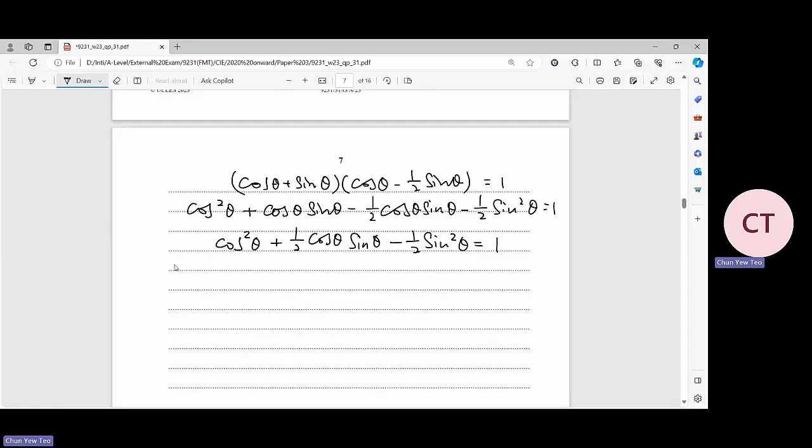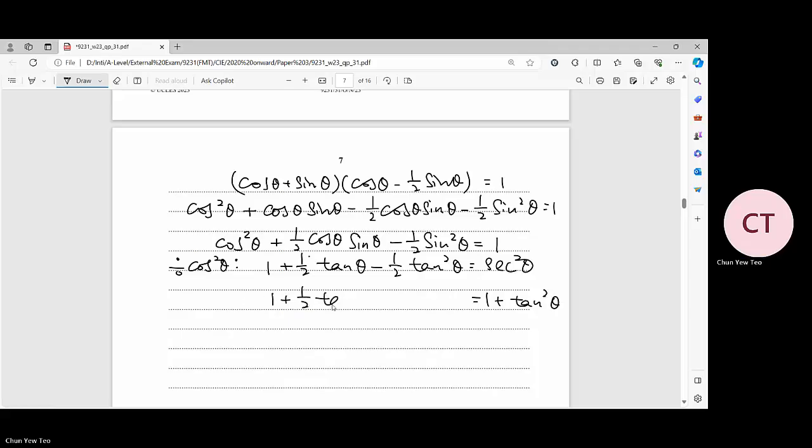In order to find tangent, we just need to divide everyone by cos square. Divide everyone by cos square, you get a 1 plus, this one, sine over cos, you will get half tangent. This one you will get half tangent square. This one you will get secant square. And as we all know, secant square is actually 1 plus tangent square. Okay, so you get this. One and one can cancel off.